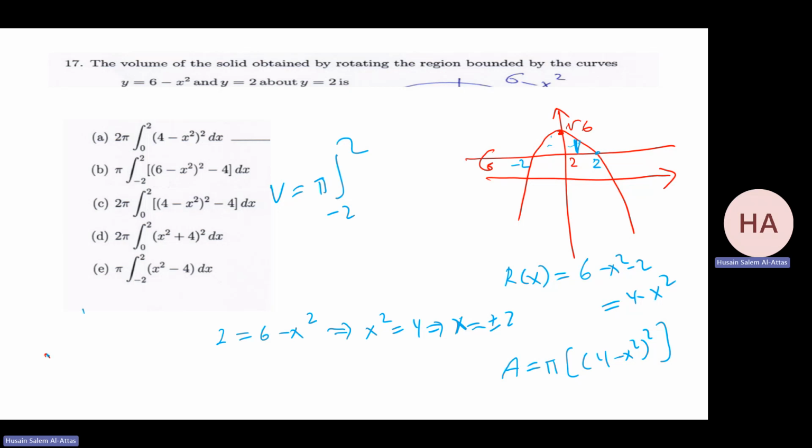That's minus 2 to 2. And I have pi times 4 minus x squared, all squared dx. This one, since this is an even function, I have 2 pi from 0 to 2 of this. And this is that.